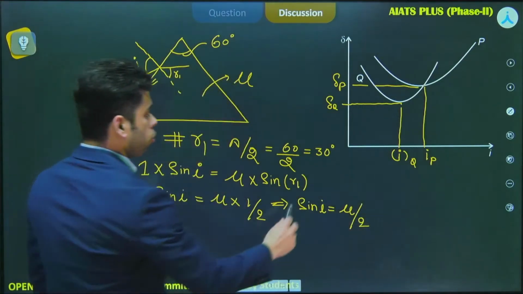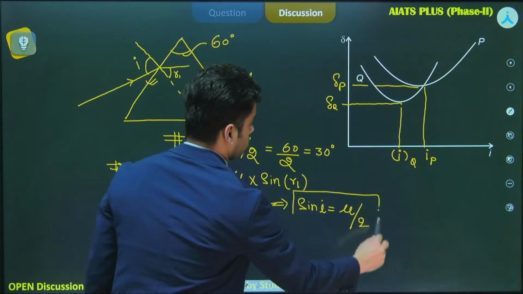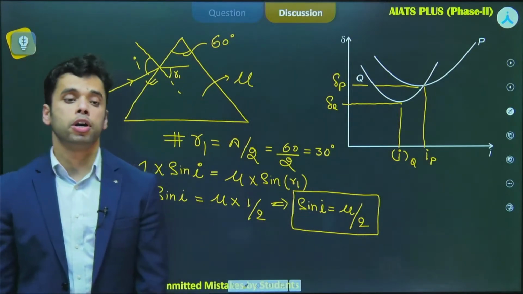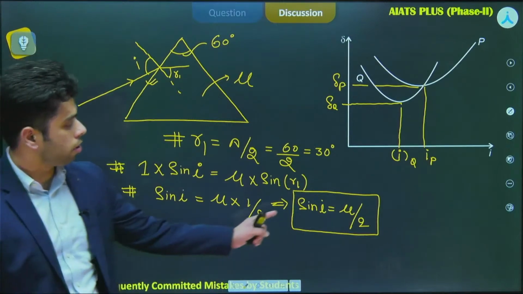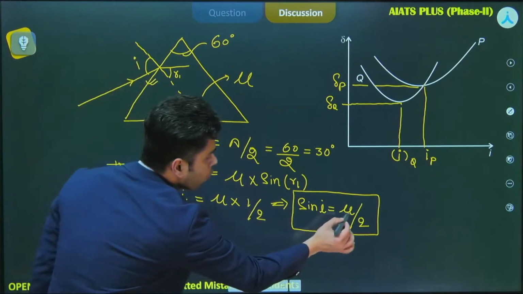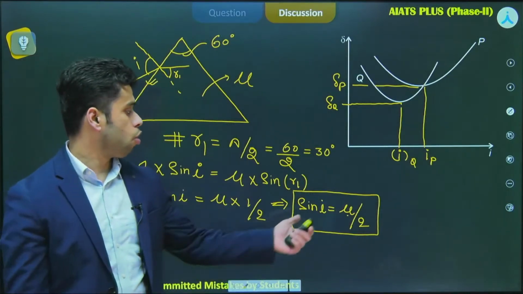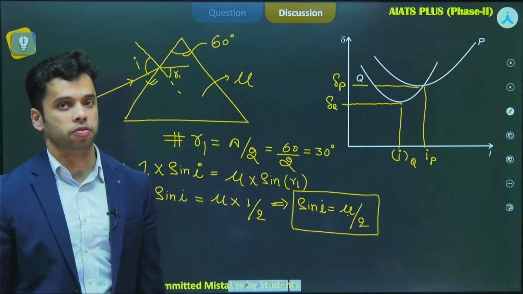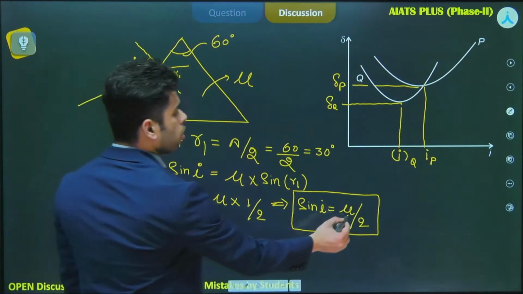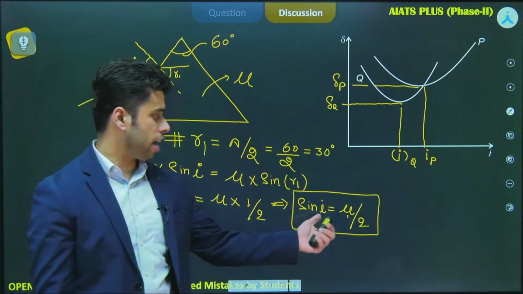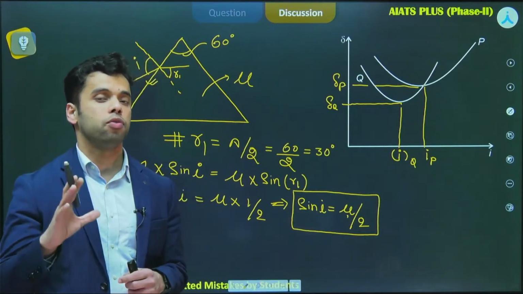What can we conclude from this part? Sine I is equal to mu by 2. We can conclude that the more is the refractive index, more will be the angle of incidence for the minimum deviation. So more is the refractive index, the more will be the angle of incidence for the minimum deviation.